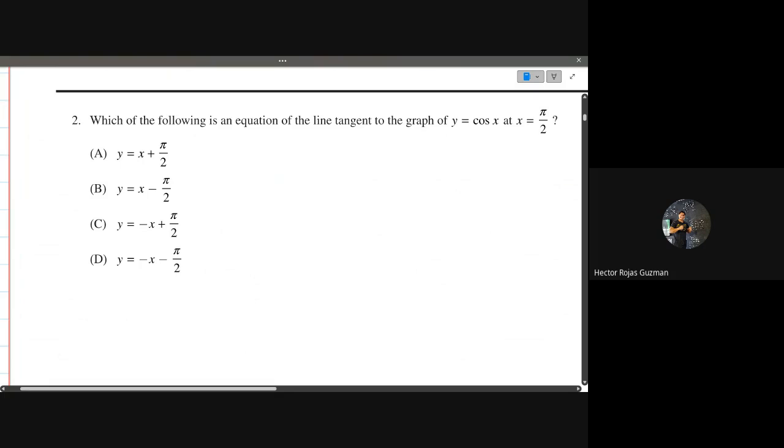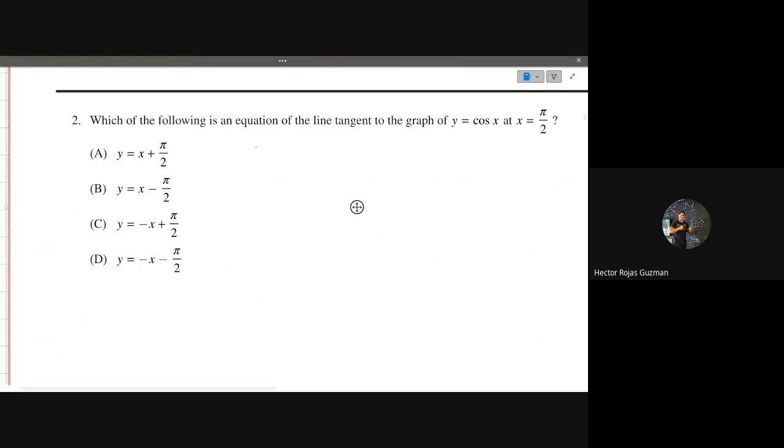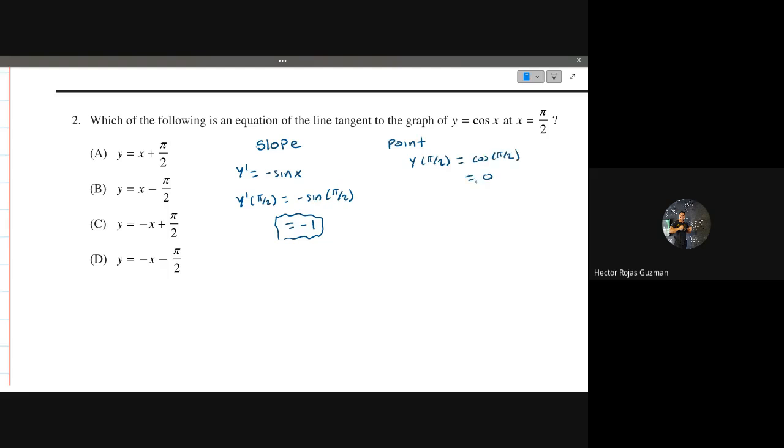Which of the following is an equation of the tangent line? In order for me to write the tangent line, we're going to have to find the slope, and we need a point. To get the slope, we're going to get the derivative of cosine, which is negative sine. Then we're going to plug in our pi over 2. Negative sine of pi over 2 is -1. There's your slope. To get the point, plug in the pi over 2 to the cosine, which is 0. So the point is pi over 2 comma 0.